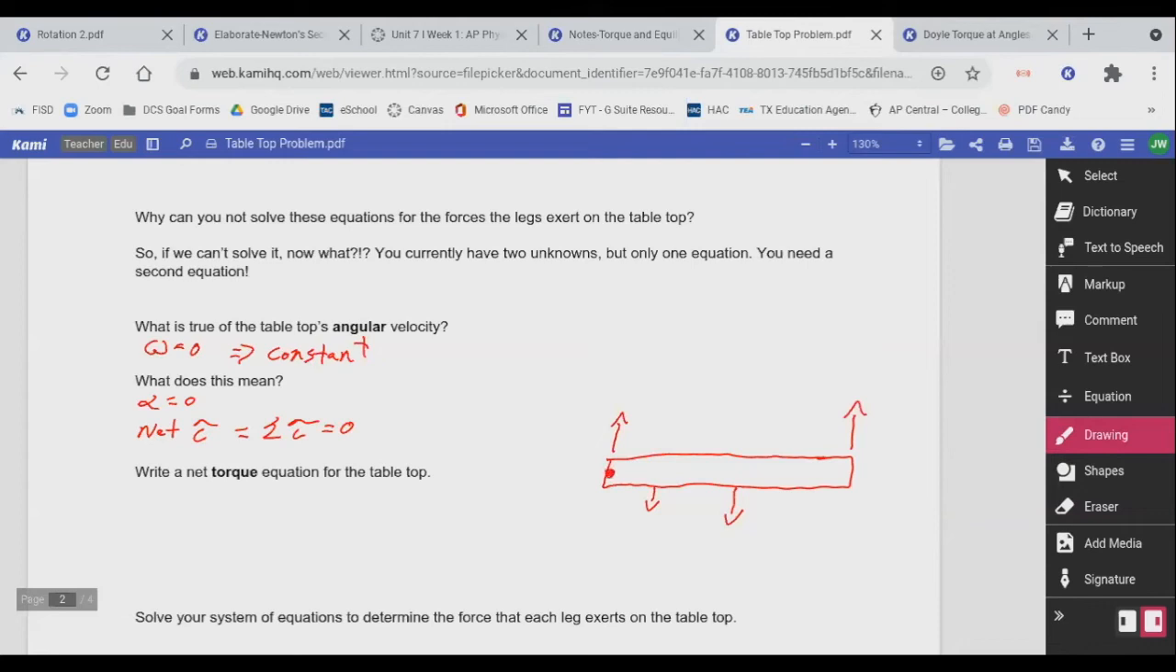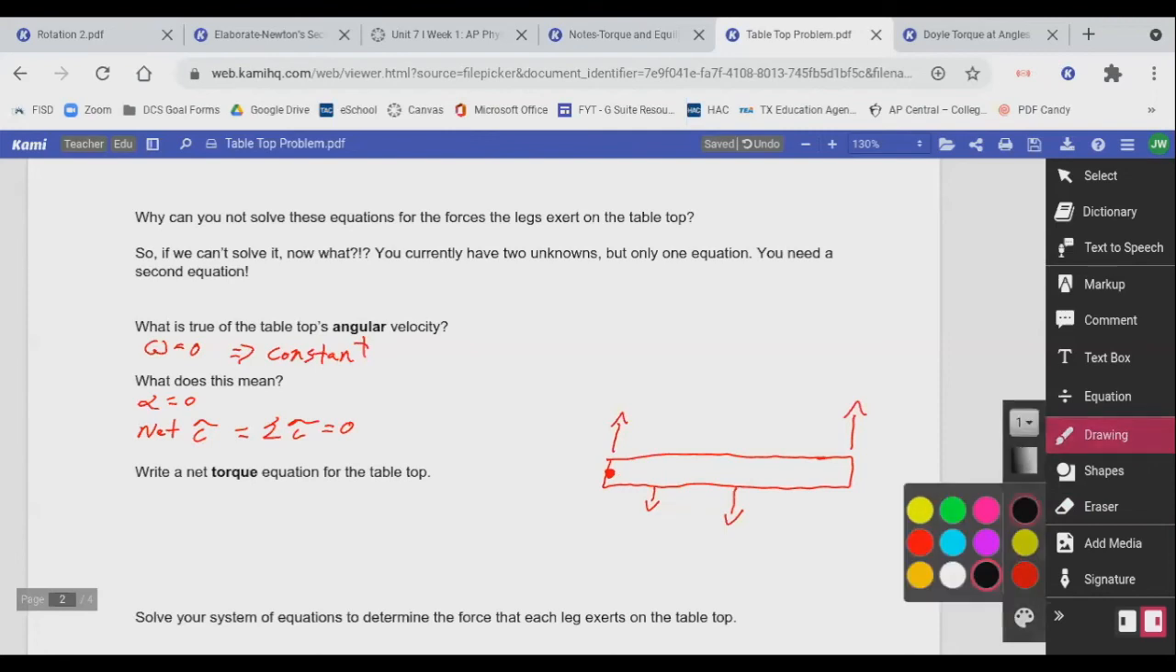Okay, that is our pivot point. That means our line of action is going to go straight. I need to change colors just so it doesn't get confusing. I'm in black. Our line of action is going to go right through here. That's our line of action.